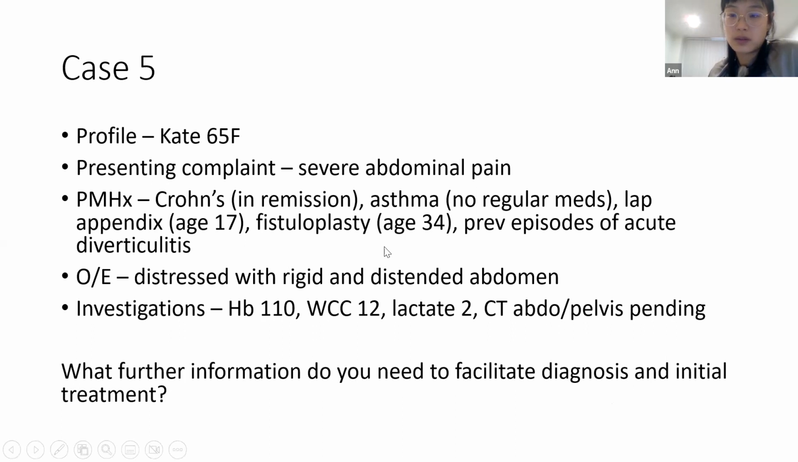Anything else that people would be interested in? Like an upright abdominal X-ray to look for air under the diaphragm. Okay, yep. Abdominal X-ray as well for air fluid levels. Yep. If the lactate is 2, was she, did you say she was hemodynamically stable?